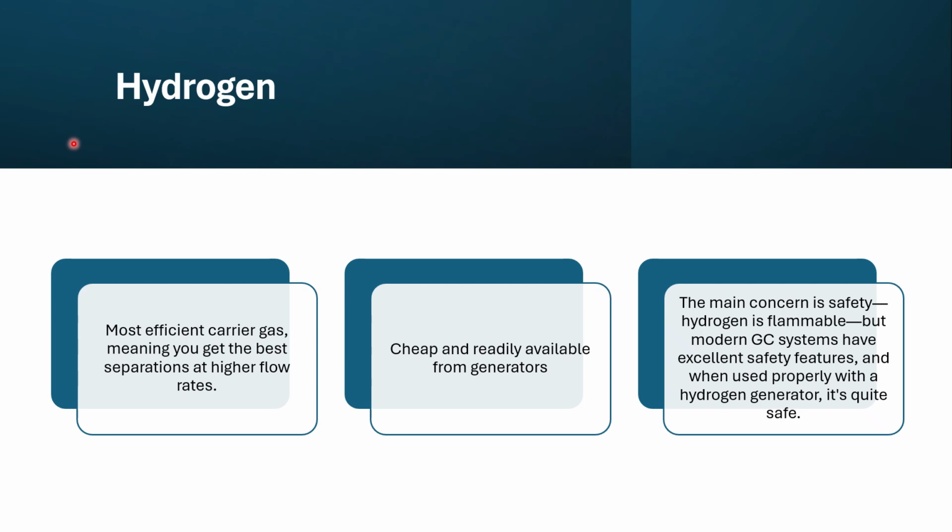While on the other hand, hydrogen is gaining popularity as a helium alternative. It is the most efficient carrier gas, meaning you get the best separation at higher flow rates. It's also cheap and readily available from generators. The main concern is safety. Hydrogen is flammable, but modern GC systems have excellent safety features, and when used properly with a hydrogen generator, it is quite safe.